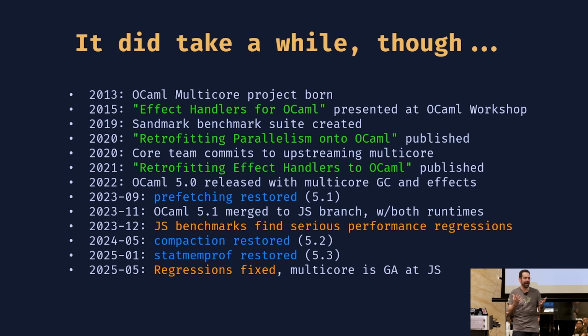Once we had that, we could start doing experiments. And as soon as we started doing experiments, we realized the performance of this thing was totally not acceptable. Then there was a year and a half of working really hard on trying to understand what those performance degradations are and fix them. And that's what this talk is about.